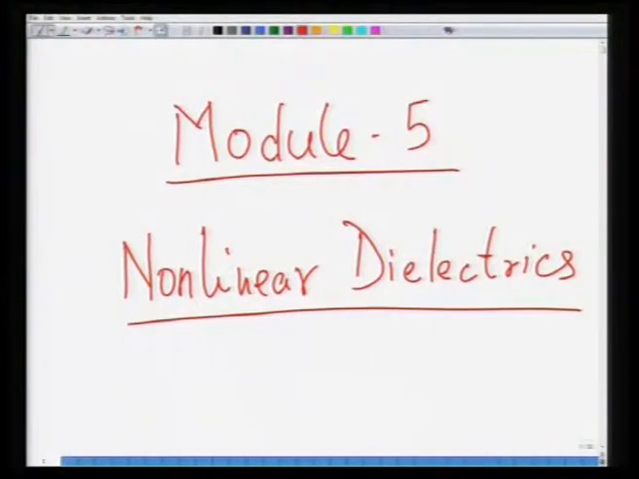So, welcome to this new lecture. Last time, we finished our discussion on module 4, in which we discussed frequency dependence of dielectric constant, and we found that dielectric constant has various regimes. The first two are high frequency regimes: one is electronic polarization and the second is ionic polarization.